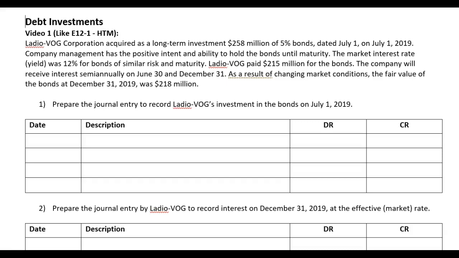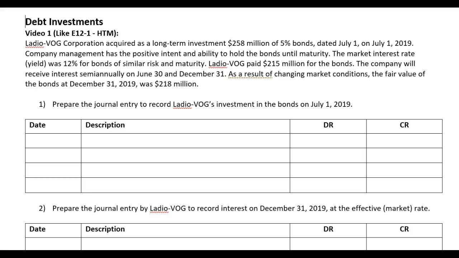Today we're going to discuss debt investments. Now keep in mind, when companies have excess cash, they decide to invest it so that they can receive a return. There are two primary categories of investment. One is debt investments and the other is equity investments. Debt investments are things like bonds, treasury bills, whereas equity investments are items such as stocks that are traded on the open market. Let's start with debt investments.